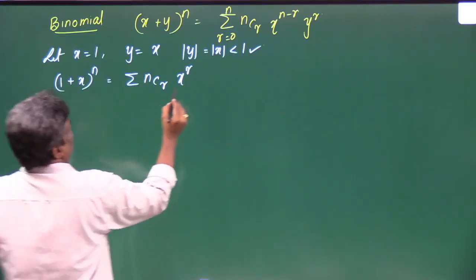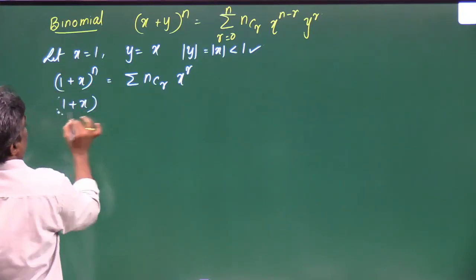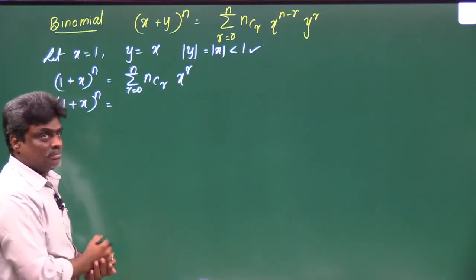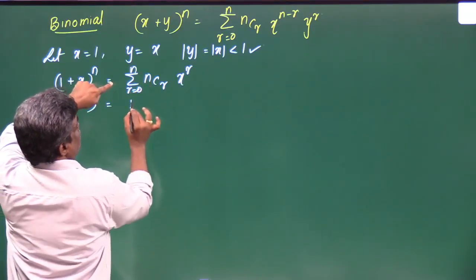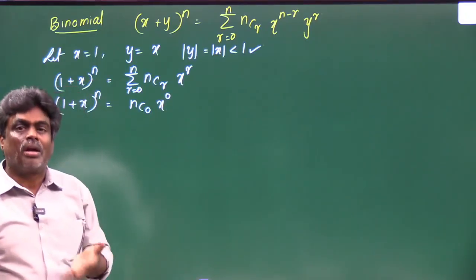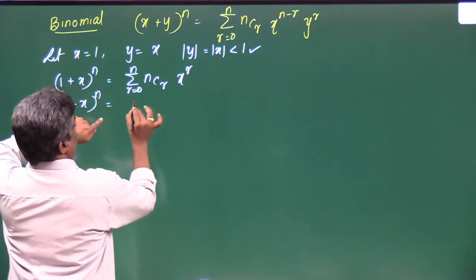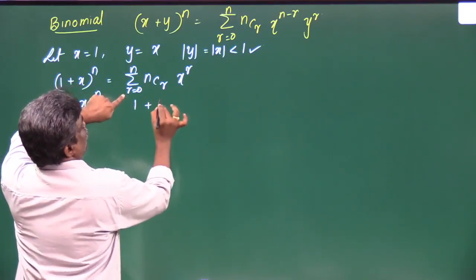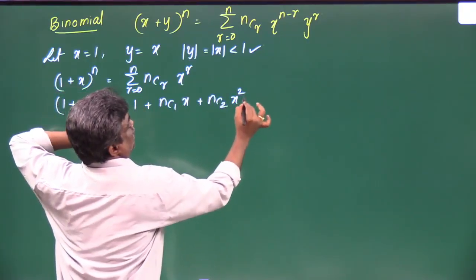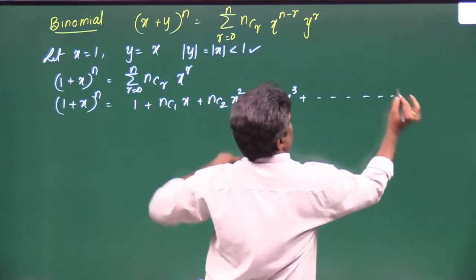So we can write (1 plus x) whole power n equals the summation where r is running from 0 to n. Now let us substitute one by one. nC0 x power 0 is nothing but 1. Next, if you take r equal to 1, nC1 x plus nC2 x square plus nC3 x cube plus so on.